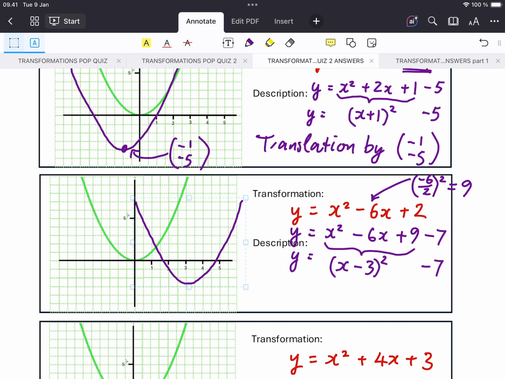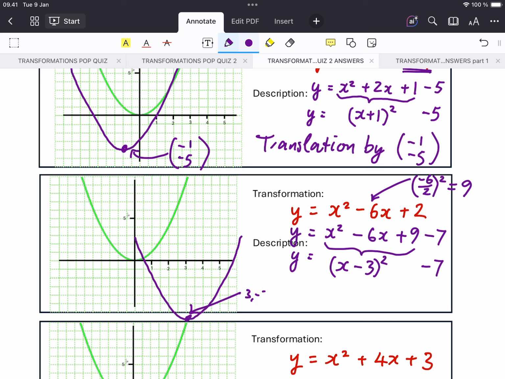1, 2, 3, 4, 5, 6, going off the page, 7. So that it has an apex down there at 3, minus 7. And then the whole thing is a translation by the vector 3, minus 7, because everything's gone 3 to the right and 7 down.